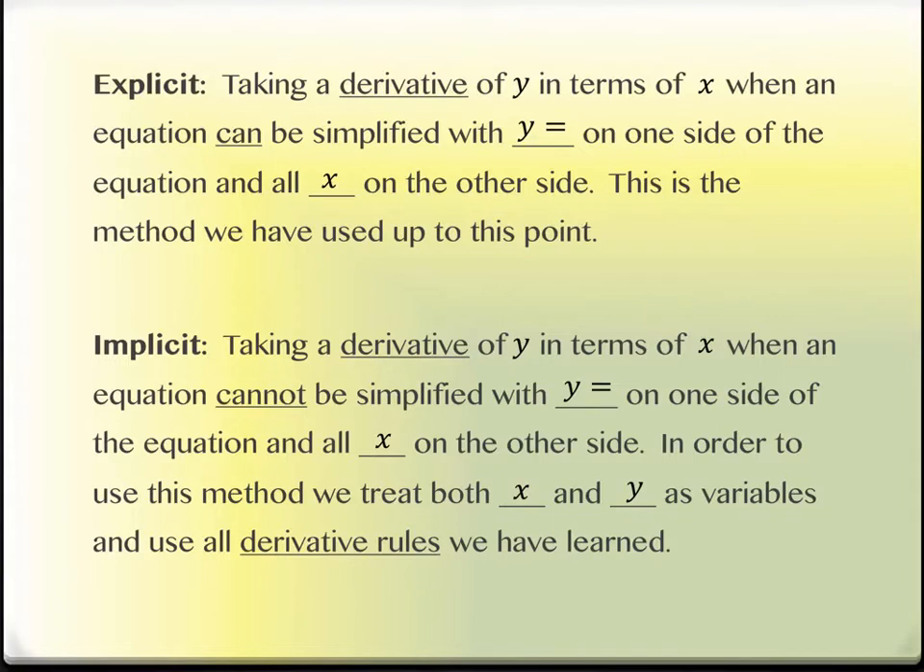So in this method, what we do is we treat both x and y as variables. And you're thinking, well, yes, x and y are both variables, but the processing of it looks a little bit different because we're doing it implicitly. All the same rules apply. We've got the product rule and the quotient rule, the chain rule and the power rule, the sums and differences. We've got all the same rules.